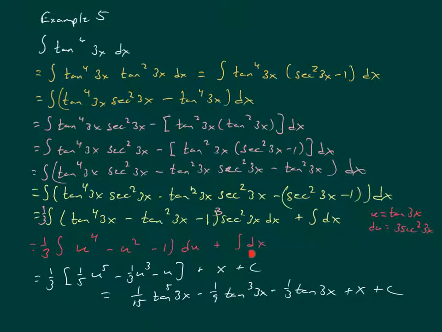Now notice nothing happened here. There was no substitution here because that was already something we could integrate. And so when I integrate that, that becomes 1/3 times 1/5 u to the fifth minus 1/3 u to the third minus u, plus the integral of dx, which is just x plus c. And when I distribute the 1/3 to what I have in here and go back to my substitution, I end up with 1/15 tangent to the fifth 3x minus 1/9 tangent cubed 3x minus 1/3 tangent 3x plus x plus c.